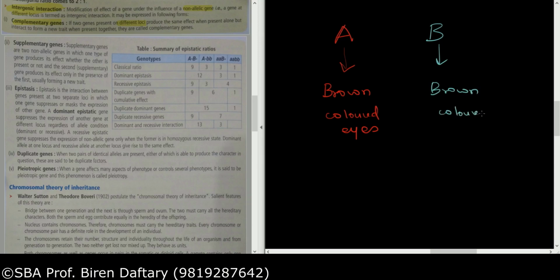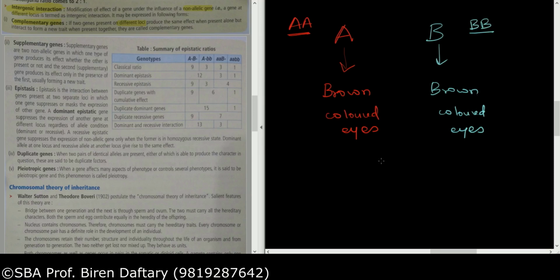So what is the meaning of complementary genes? The meaning is simple. When either of the genes is present alone, so if A is present alone or B is present alone, then they will give brown colored eyes. I am just giving an example. If only A is present, that person will have brown colored eyes. If only B is present, that person will have brown colored eyes. So if a person has the combination capital A, he will have brown colored eyes. If a person has the combination capital B, he or she will have brown colored eyes.